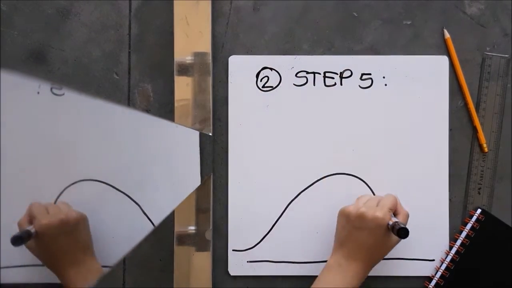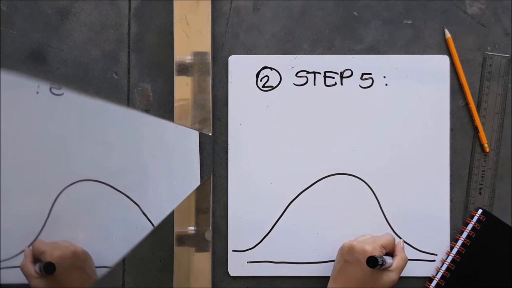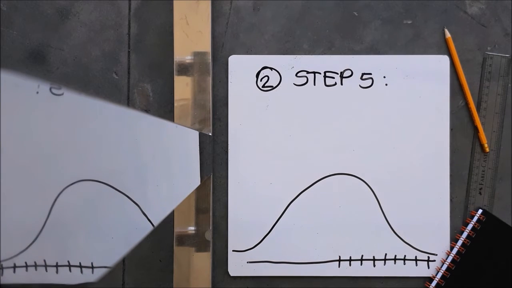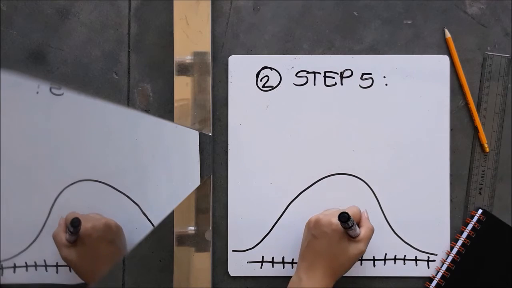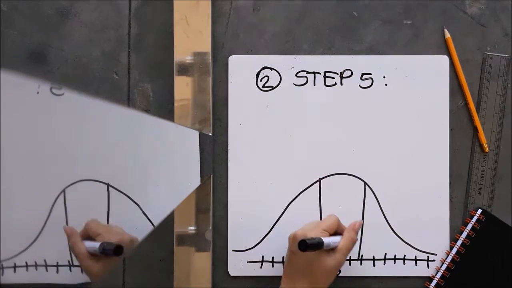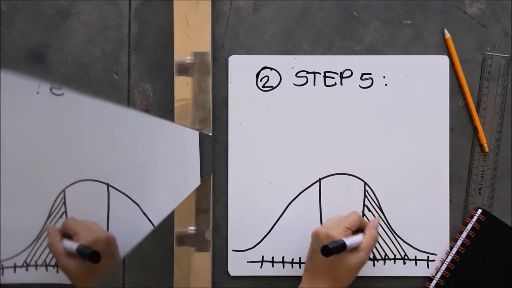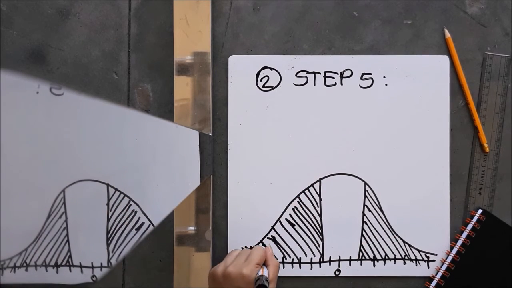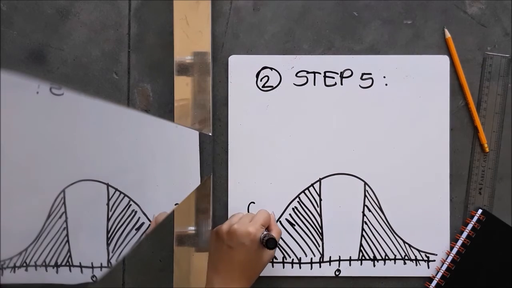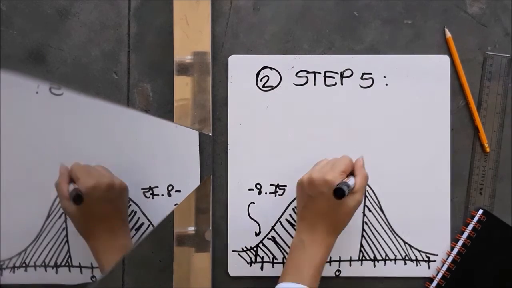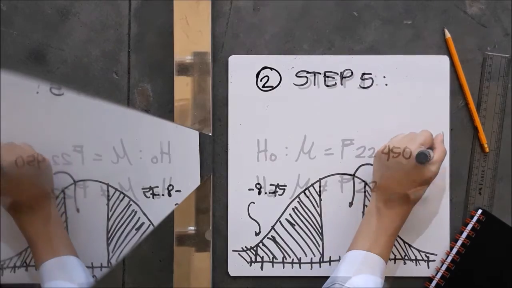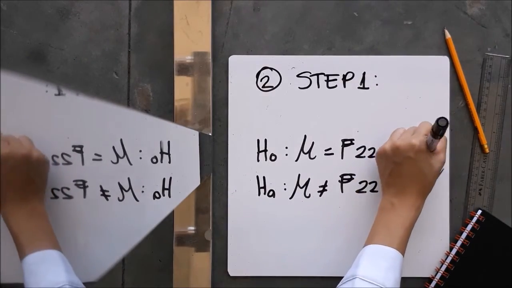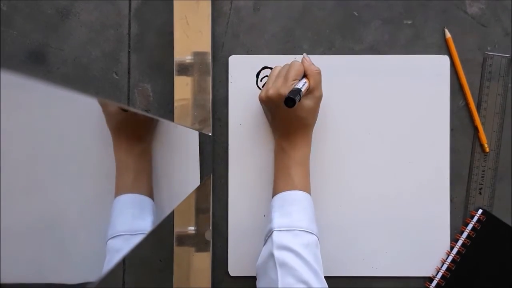Step 5. Draw a normal curve to graph and plot the values positive and negative 1.960. Again, shade the parts to indicate that this is the rejection area. Now plot your point, negative 8.75. We accept the alternative hypothesis and reject the null hypothesis.